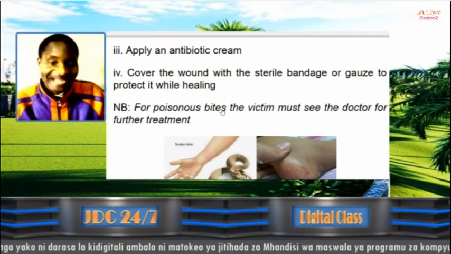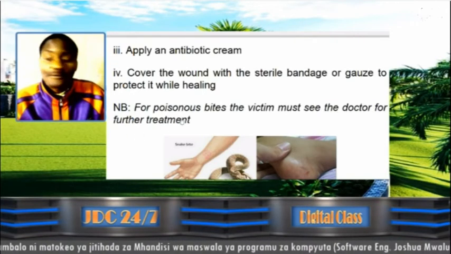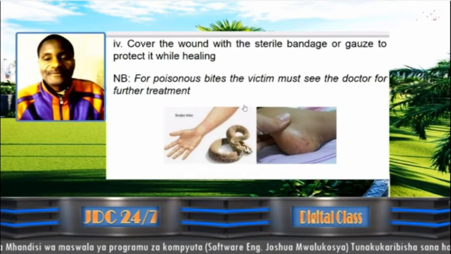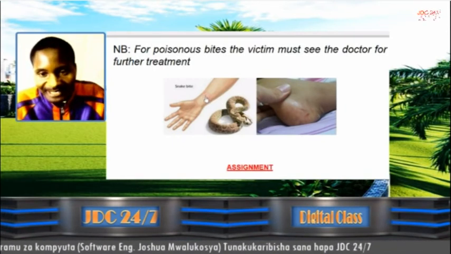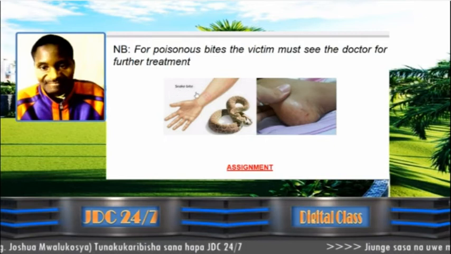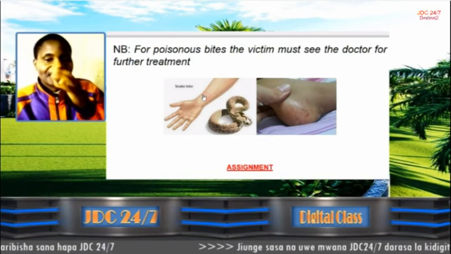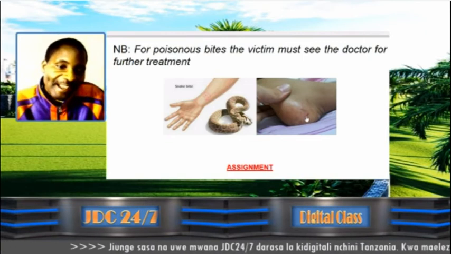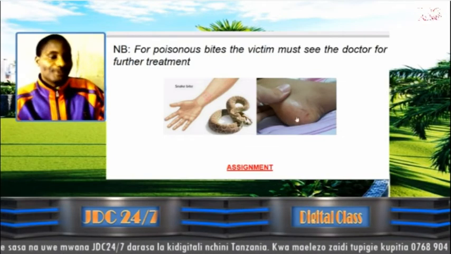Things to be taken into account. For poisonous bites, the victim must end up seeing the doctor for further treatment. As you see here, the guy has been bitten by this individual, the snake bite. Oh, come on, that should not be a big deal for you to help an individual. You have to go and help. And someone is bitten somewhere here. So that is all about how to go about it.